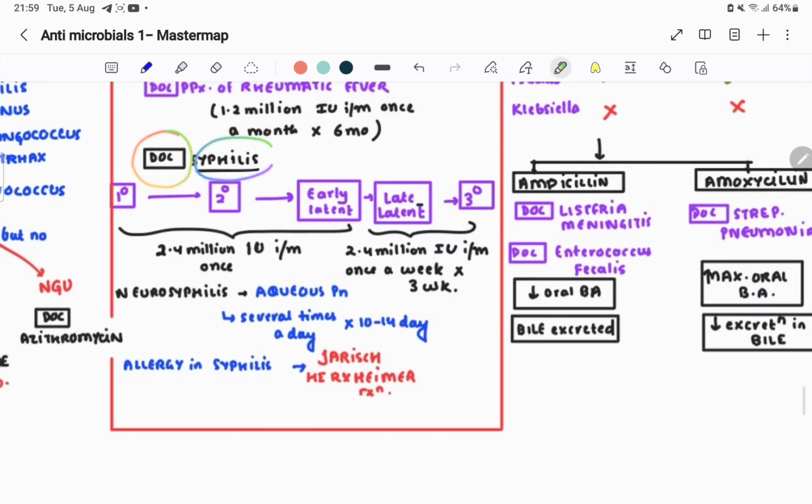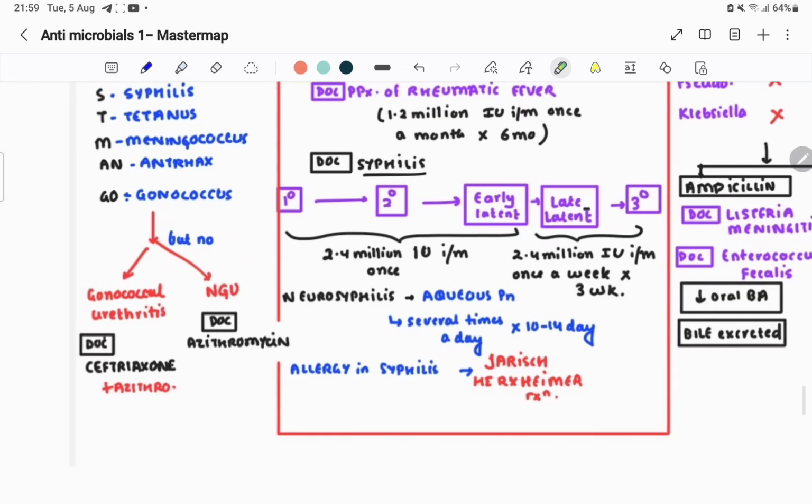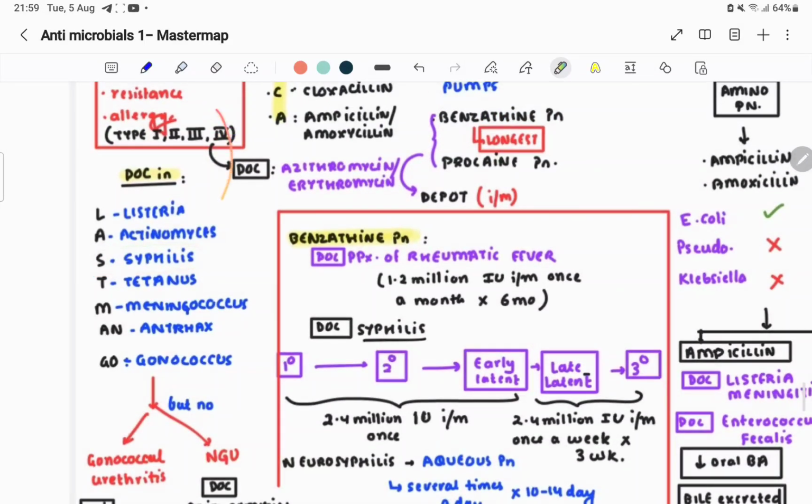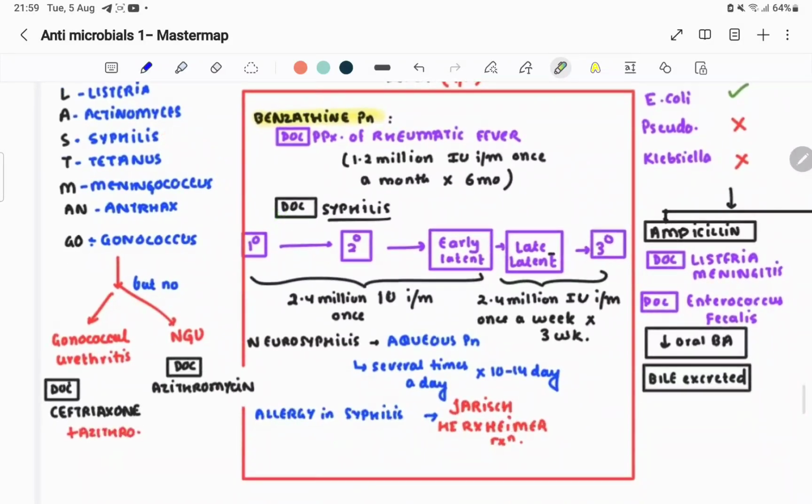And also it is the drug of choice for syphilis. Now see, the drug of choice for syphilis was penicillin G, I told you, but now it has been changed to this long acting penicillin. It's the longest acting penicillin, and this is benzathine penicillin, right?